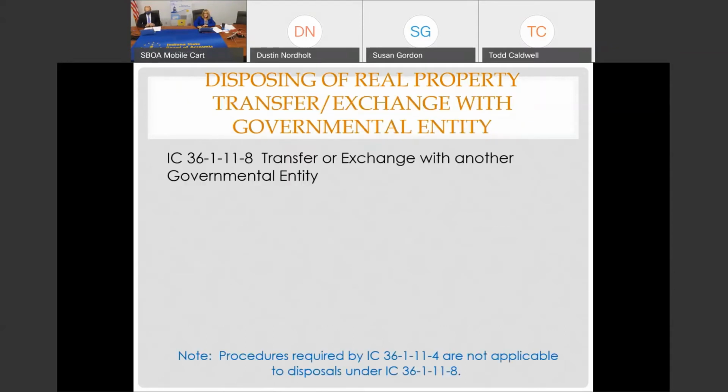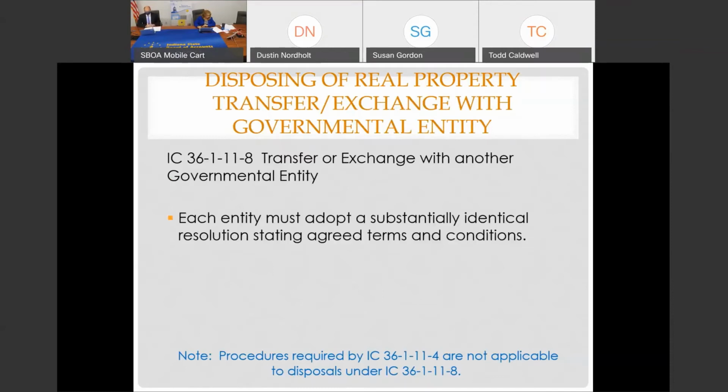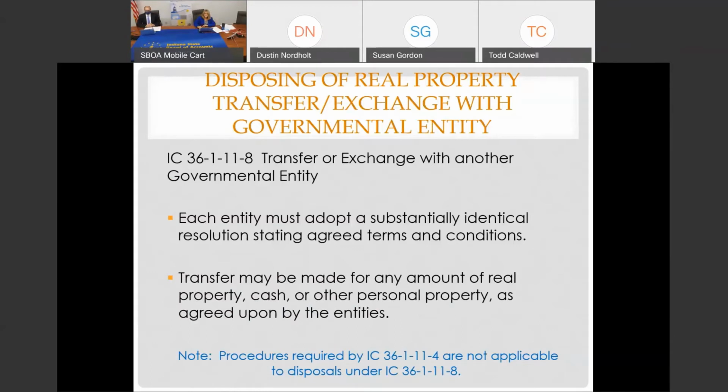You can exchange real property with another governmental entity. That should be, each unit should have substantially identical resolutions stating the agreed terms and conditions. And then that transfer can be made for any amount of real property or cash or personal property as agreed by the entities. Charlie Pride used to tell us that something has to be exchanged, but we make no determination on how much. It could be a nominal amount.